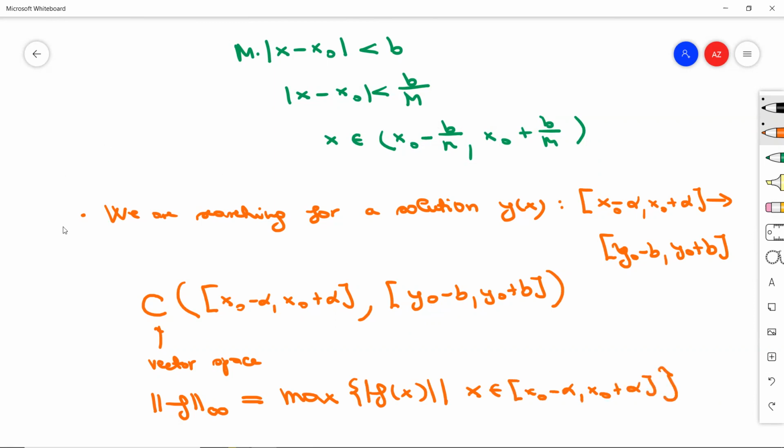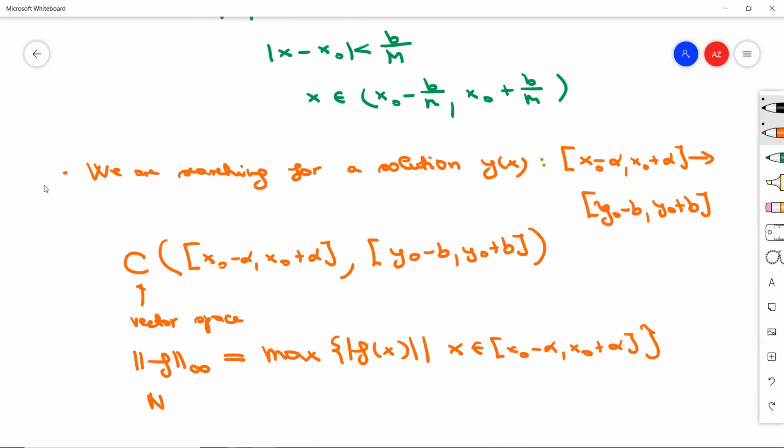So this is a norm in our C. I will write it as C. Norm means that it's positive. It means that it respects homogeneity, so it's positive homogeneous. So the norm of alpha times f is the absolute value of alpha times the norm of f, and it also respects the triangle inequality. So the norm of f plus g is smaller than the norm of f plus the norm of g.